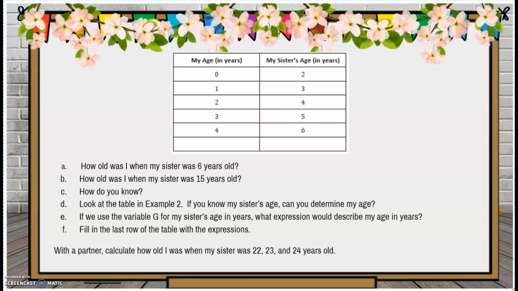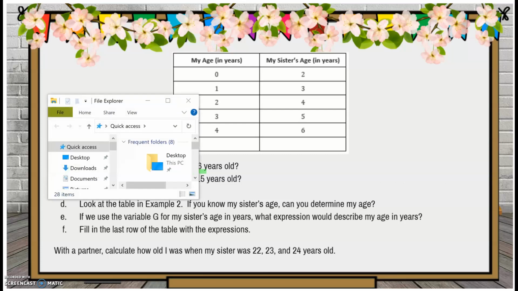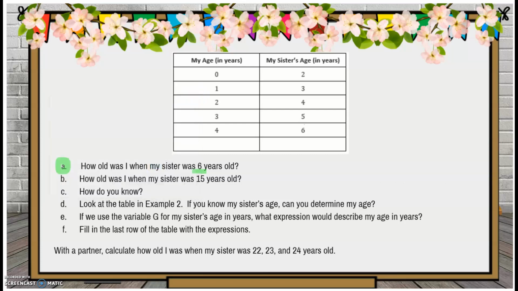All right, so here's the same table again, where my age is in years and my sister's age is also in years. How old was I? Let's go ahead and answer the first question. How old was I when my sister is 6? So for this one, I'm looking at my sister's age. My sister's age is 6. When she is 6, I am 4 years old. So when my sister is 6, I am 4 years old.